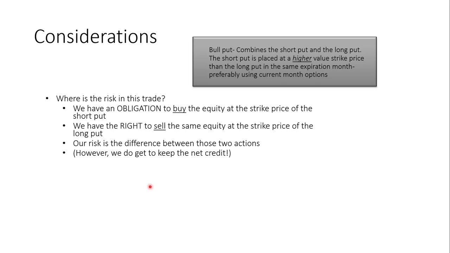Our risk is the difference between these two actions, the obligation and the right. The one thing that softens the blow if things go against us is that we get to keep the credit of the trade, which most times does not cover the difference in the strikes. The short put is best placed at or below a support level on the underlying equity. That should be your primary objective. Find a support level where the equity will not go to within the time frame of the trade.